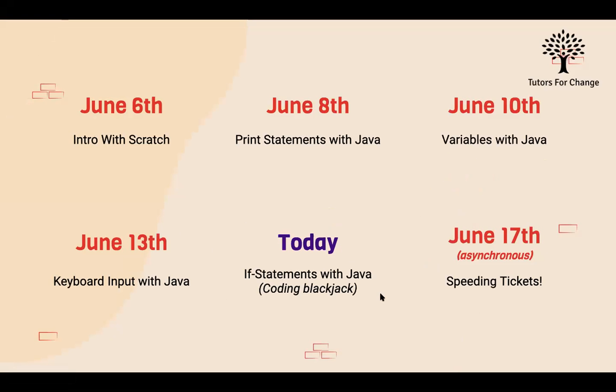Just a quick overview of the schedule. We've learned a lot so far. We've done our intro with Scratch, and then the 3 concepts we've taught you already are print statements, variables, and keyboard input. And like I said, today we will be getting to if statements with Java, and then we'll be coding Blackjack. Blackjack is a pretty popular card game. You might also have heard of it as 21. Like I said, pretty popular card game, and we'll be coding that today.